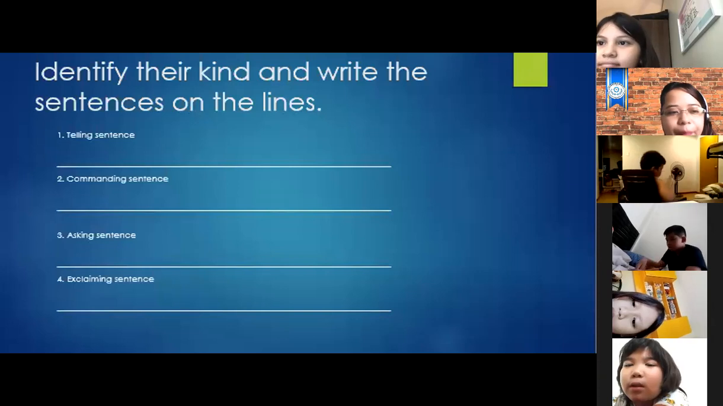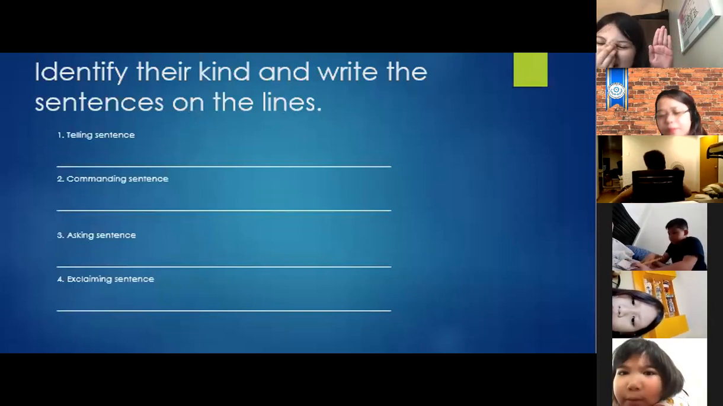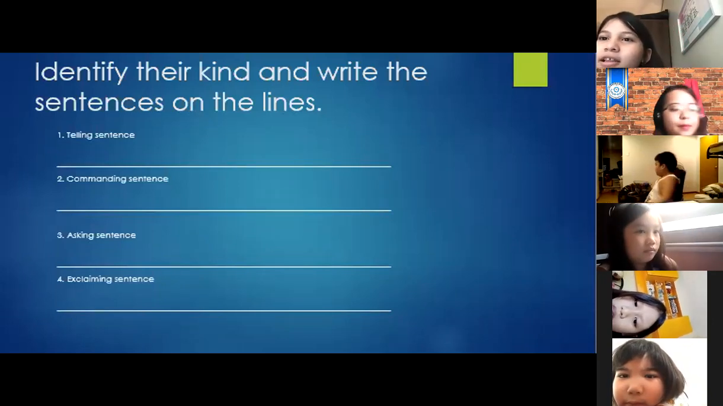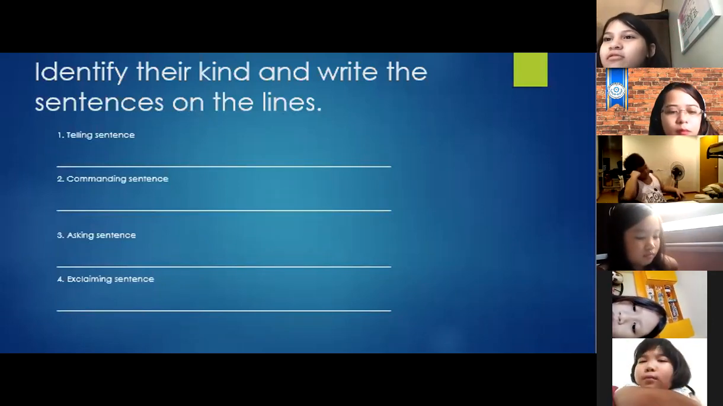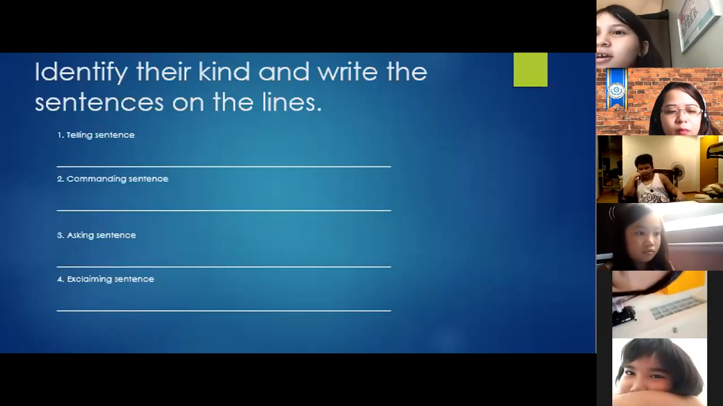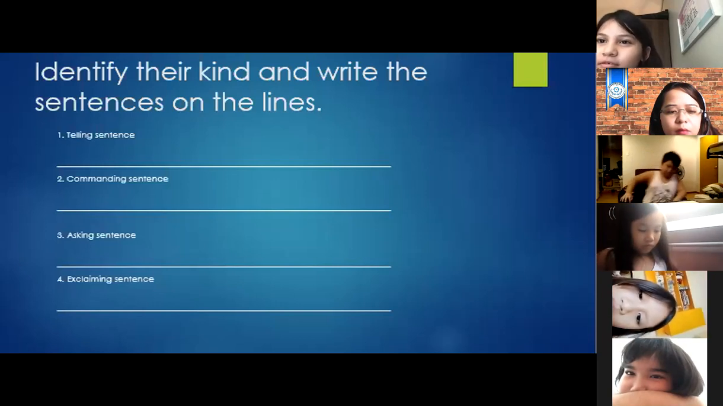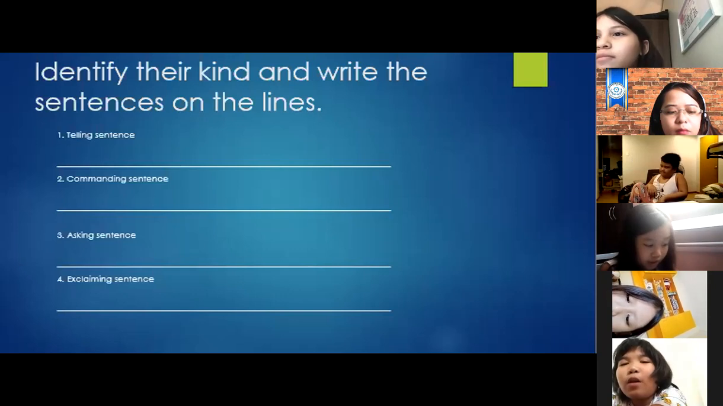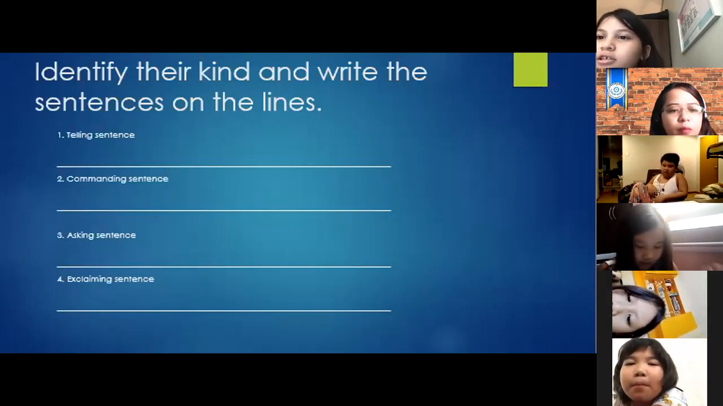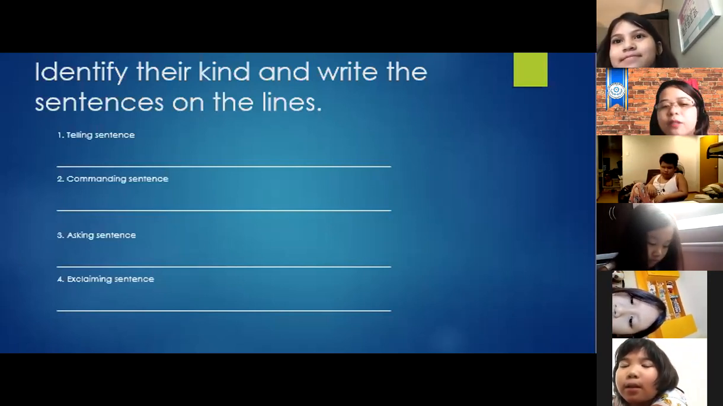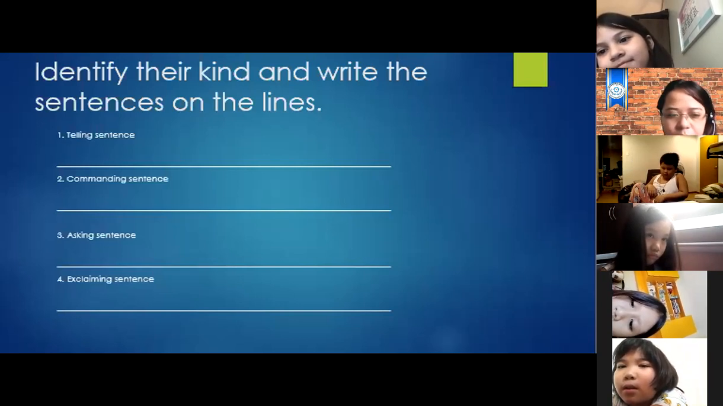Another sharer. Okay, Abby. My telling sentence is be careful inside a treehouse. My commanding sentence is please wear our face mask before we go to the mall. My asking sentence is what happened when I was a baby. My exclaiming sentence is yeah, I passed the exam. Okay, good job. That's all correct.